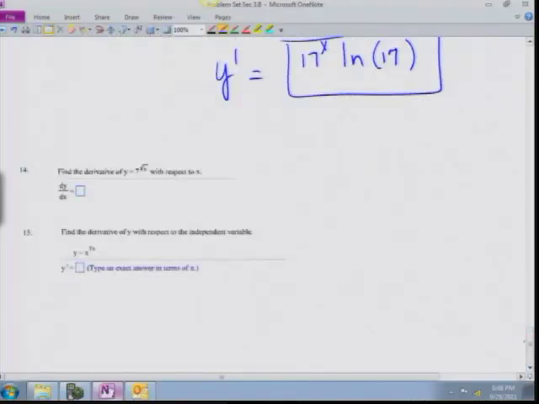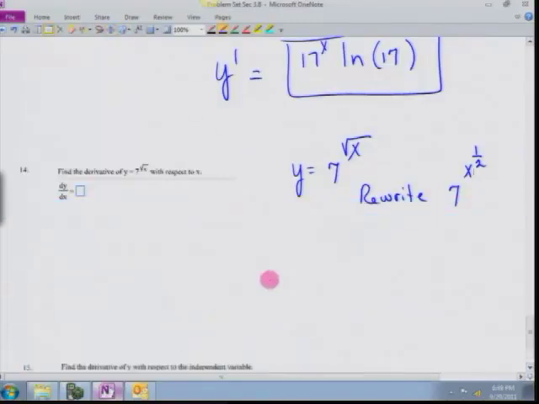All right. One more like that. Y equals 7 to the square root of x. What would you do first? Rewrite? What would we rewrite it as? 7 to the x to the 1/2. I need to get rid of this guy. So, same rule. What's our derivative going to be?